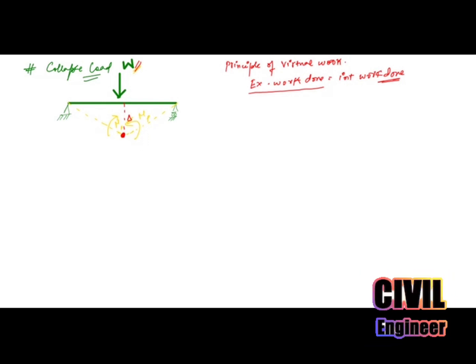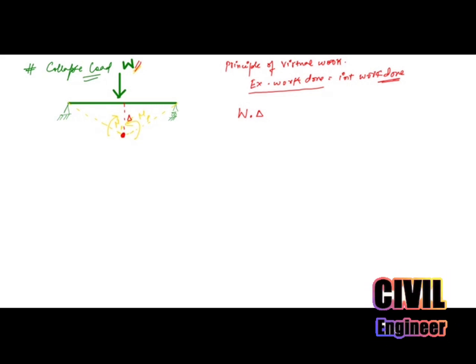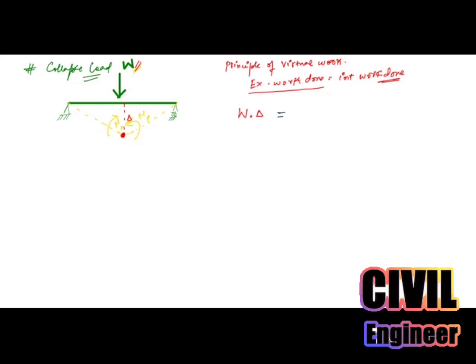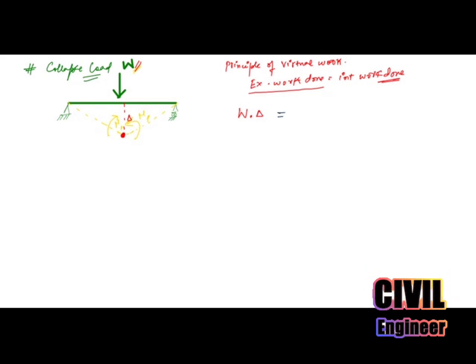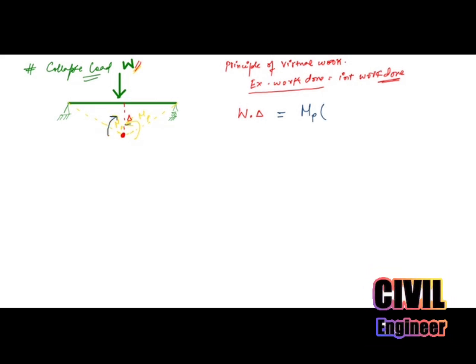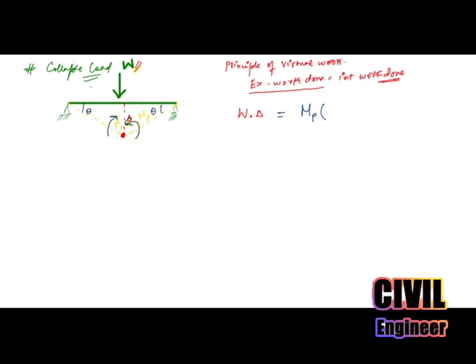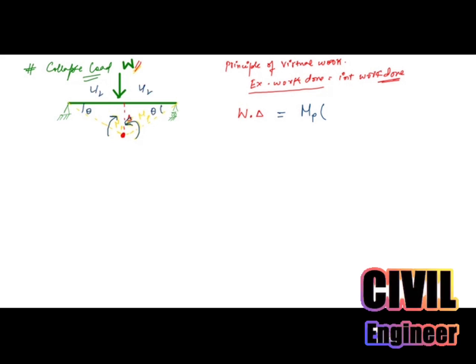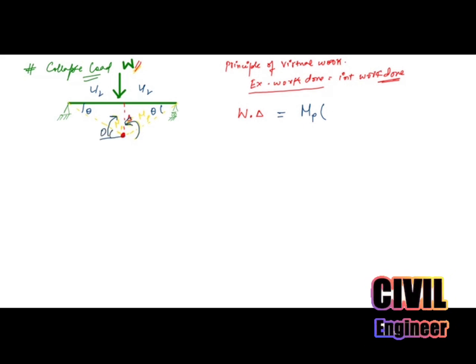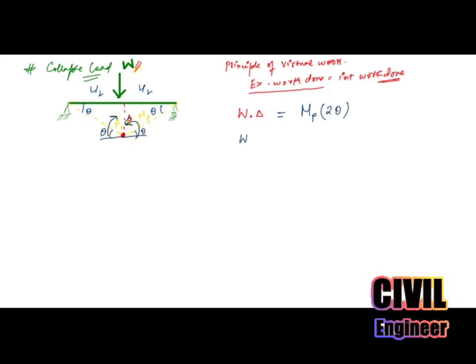A plastic hinge will be formed under this load only because here we have a maximum bending moment. So W into delta, that is the deflection that the external load created, is equal to internal work done. Internal work done is created by this plastic hinge here. If this is theta, and this is L by 2, they have created two thetas here.